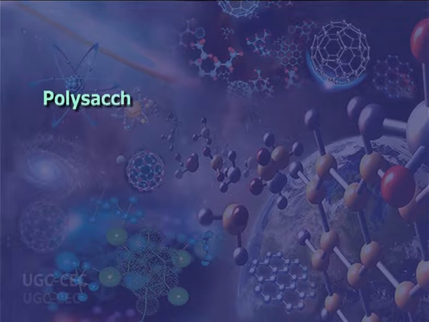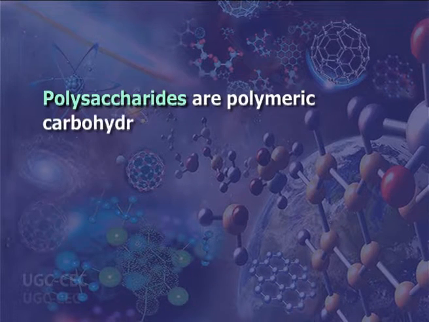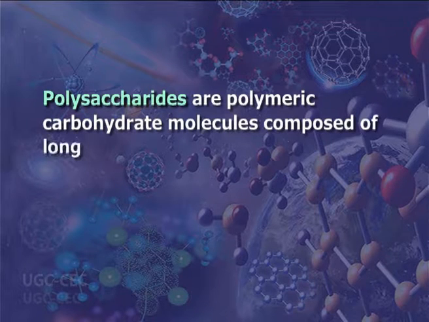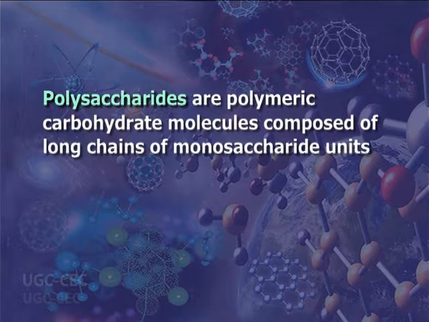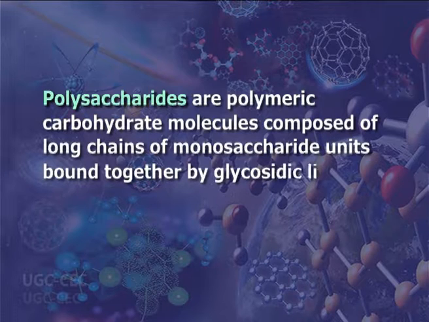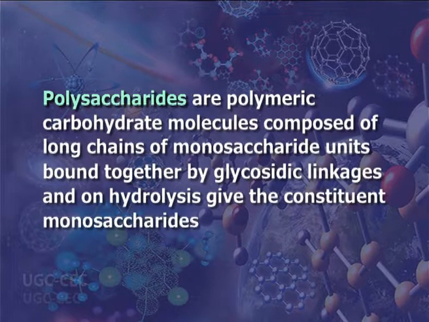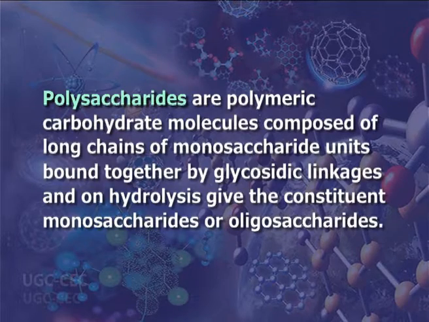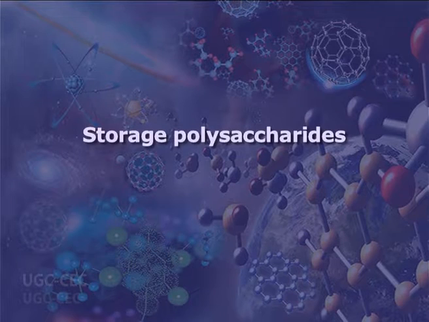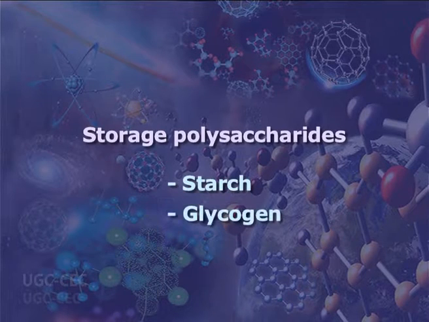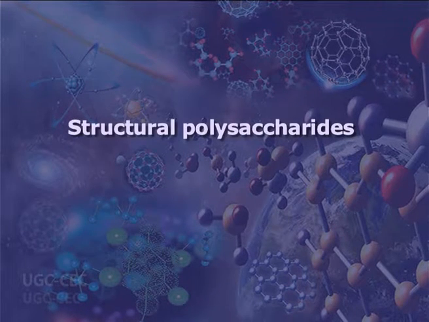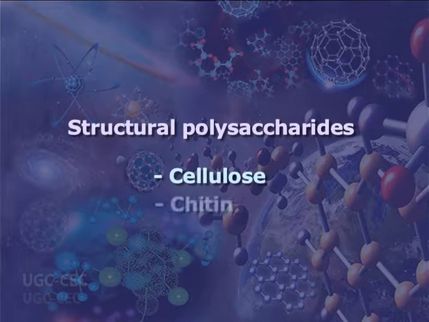Polysaccharides. Polysaccharides are polymeric carbohydrate molecules composed of long chains of monosaccharide units bound together by glycosidic linkages, and on hydrolysis give the constituent monosaccharides or oligosaccharides. They range in structure from linear to highly branched. Examples include storage polysaccharides such as starch and glycogen and structural polysaccharides such as cellulose and chitin.